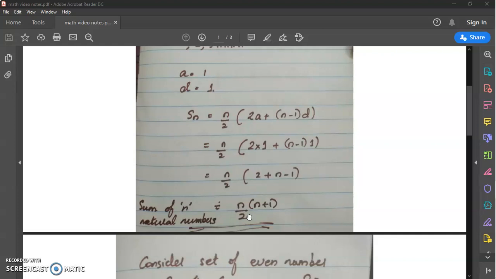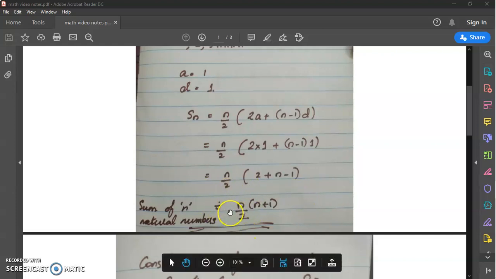Just add 1 to 5, what do you think the answer will be? 1 plus 2 is 3. 3 plus 3 is 6. 6 plus 4 is 10. 10 plus 5 is 15. The same answer is coming, right? So for the first n natural numbers, this is the equation. You can learn this equation by heart. Make sure that you learn this equation by heart.